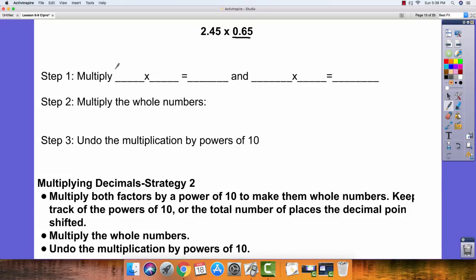All right, so 2 and 45 hundredths, and I want to multiply this by 10, and it looks like it's going to move 2 places to the right, so 10 to the second power, okay, because my decimal point will move 1, 2 places to the right here to get 245, so that's now a whole number. And I need to multiply my second factor by a power of 10. So I have 65 hundredths here.